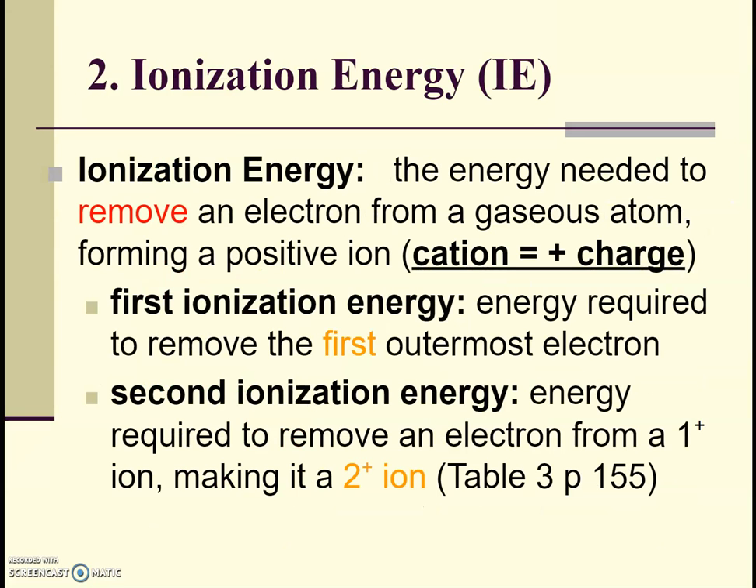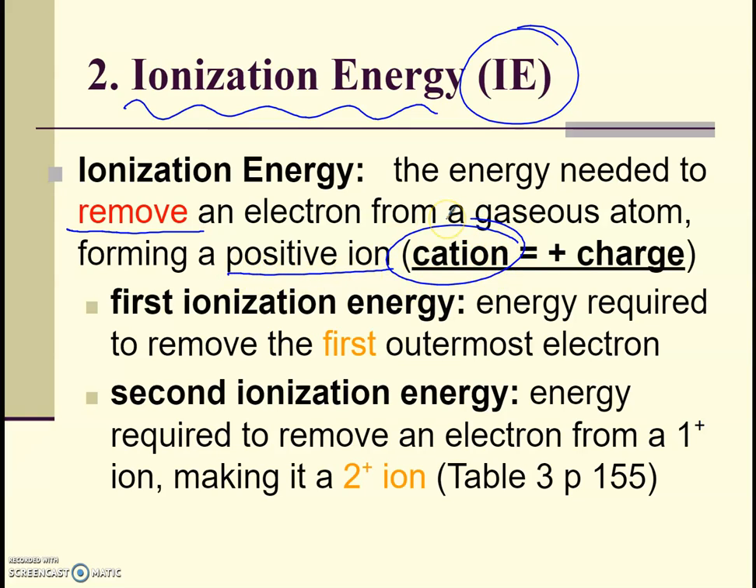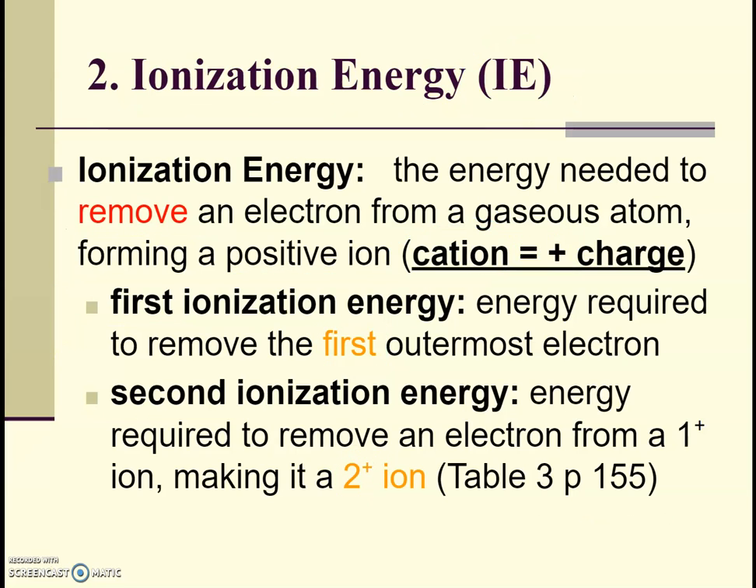So our second trend that we're going to go over is ionization energy, or IE for short. Ionization energy is the energy needed to remove an electron from an atom, forming a positive ion, or a cation. Cat or positive. Okay, there are multiple ionization energies. There's first ionization energy, how much it takes to remove one, the outermost electron. Second ionization energy, in order to make a 2 plus, there's third, fourth, etc. There's a table in your book. You can check it all out. But we're really concentrating with just removing that first electron here.